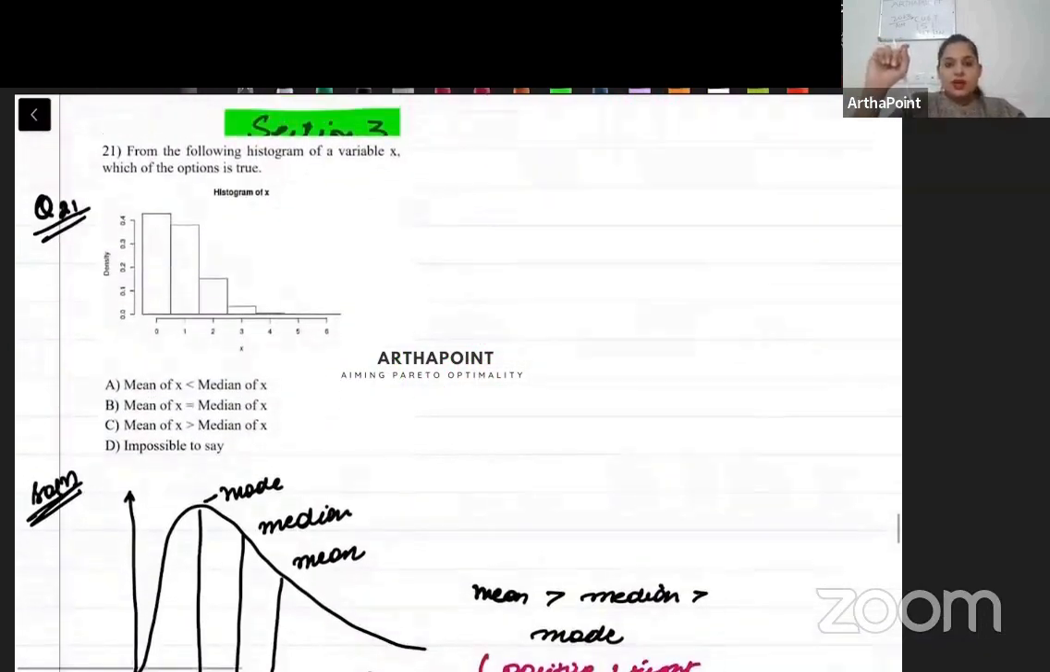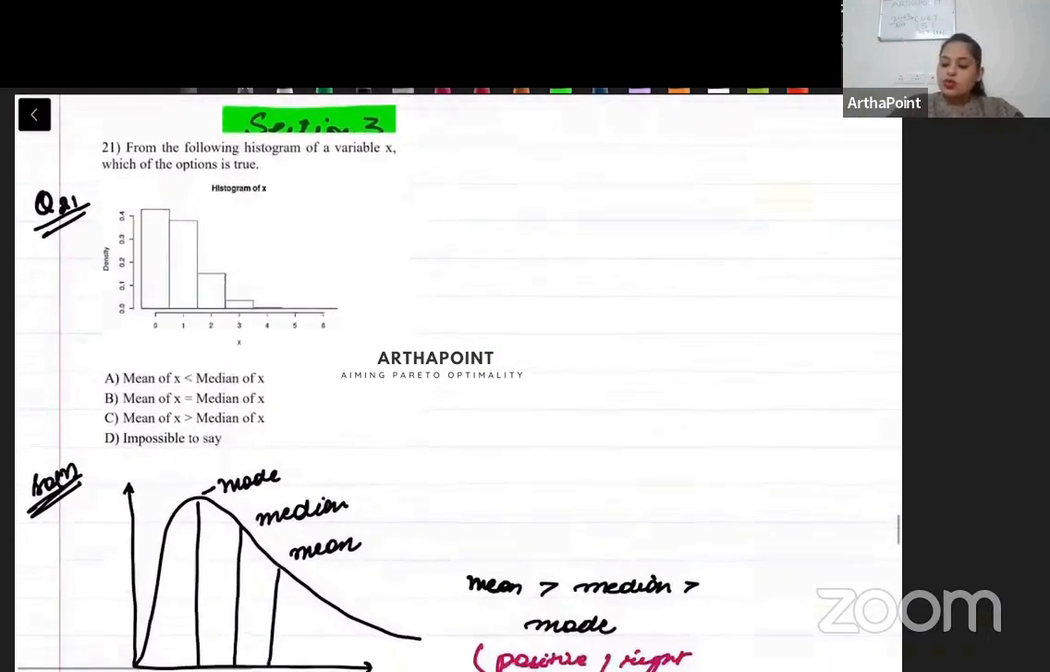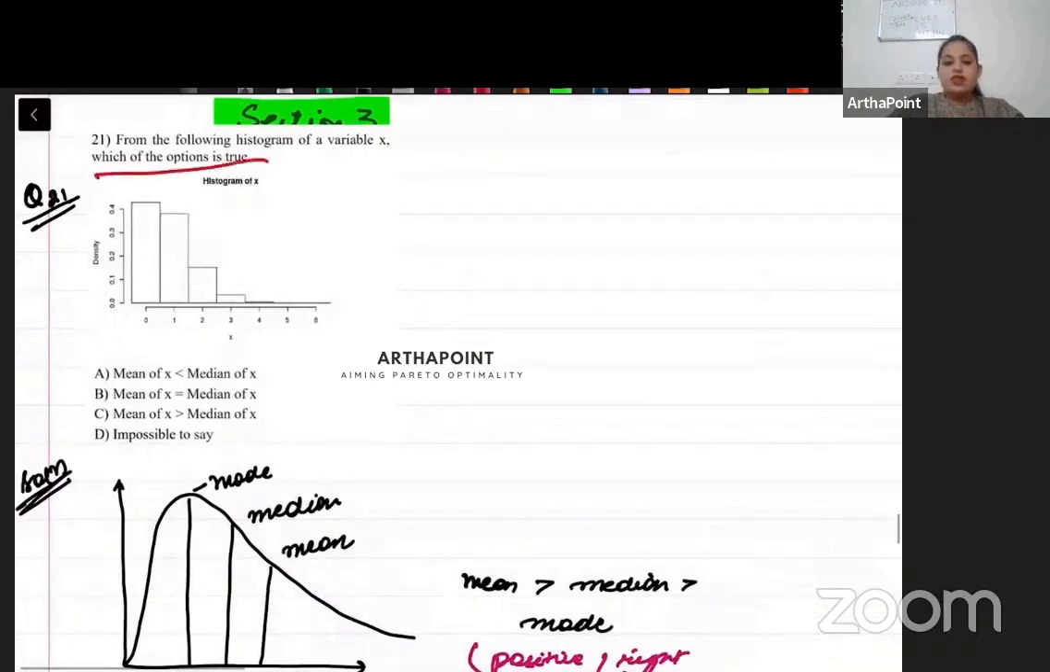Okay, come to the next part. Now we are going to talk about section 3. I will take the first 5 questions from here. Which of the following histogram of a variable, which option is true?